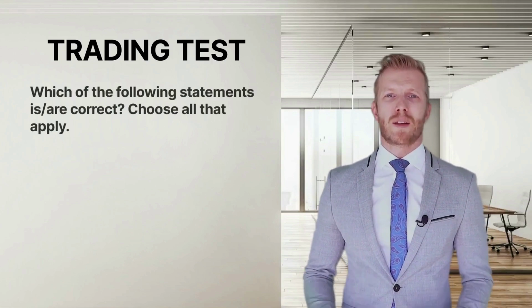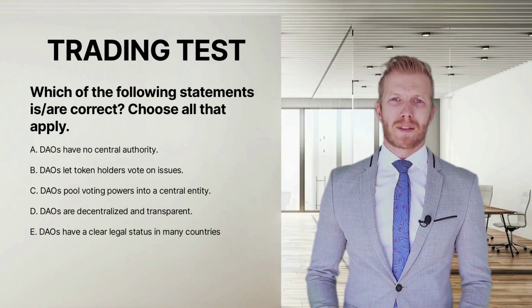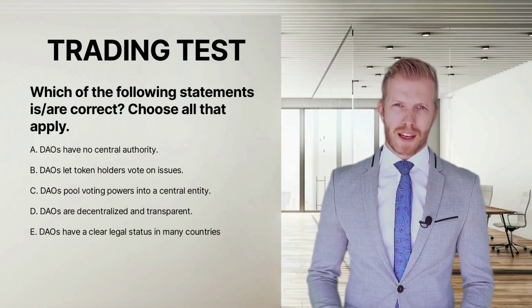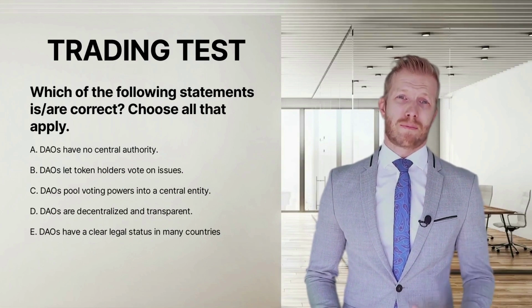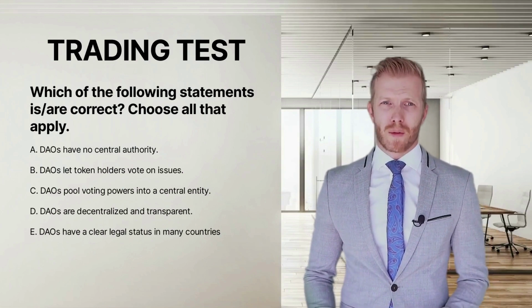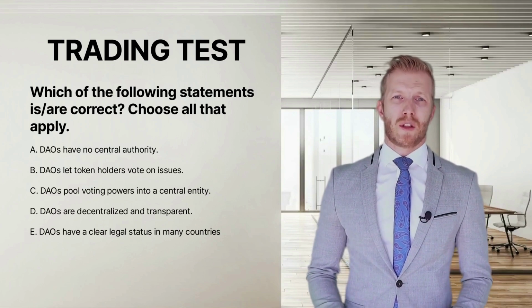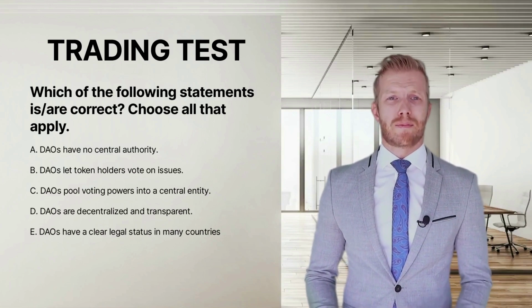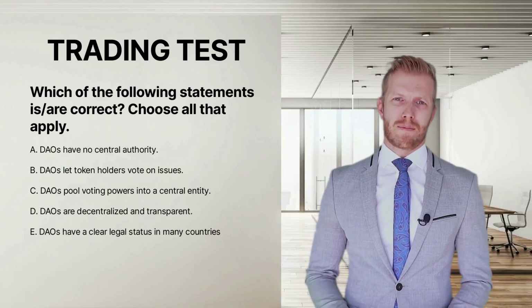Which of the following statements are correct? Choose all that apply. A. DAOs have no central authority. B. DAOs let token holders vote on issues. C. DAOs pool voting powers into a central entity. D. DAOs are decentralized and transparent. E. DAOs have a clear legal status in many countries.